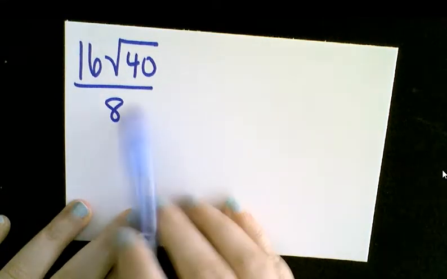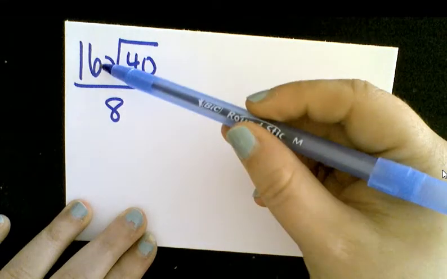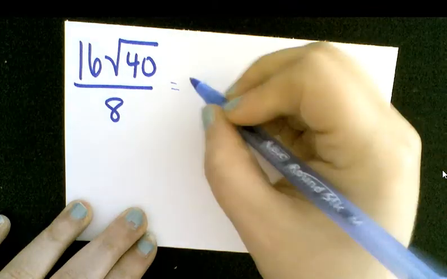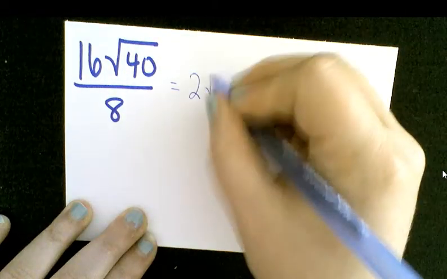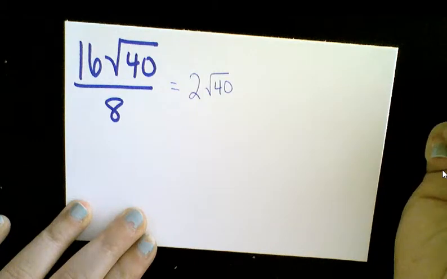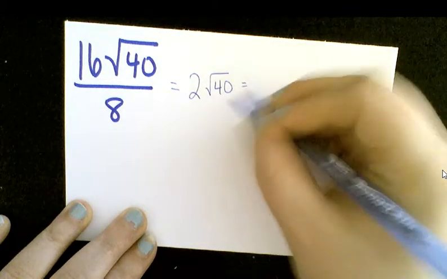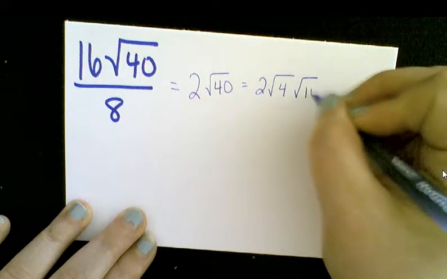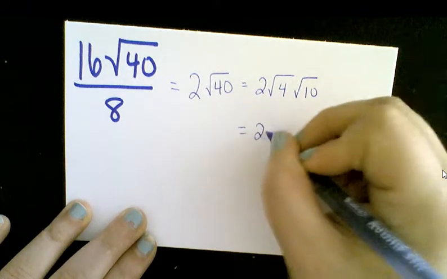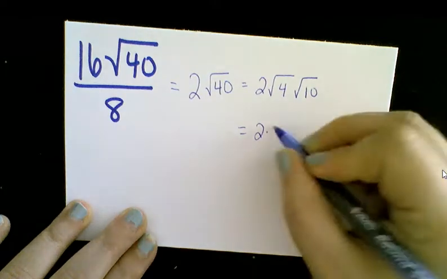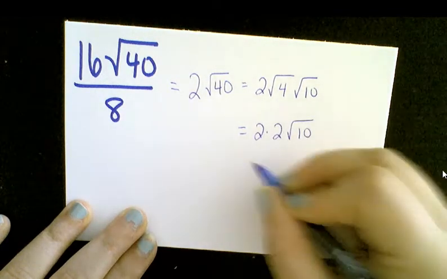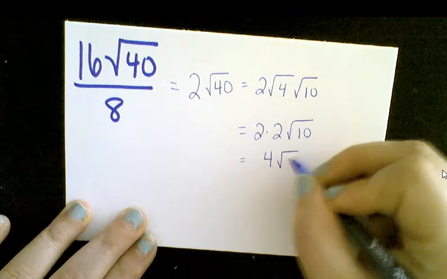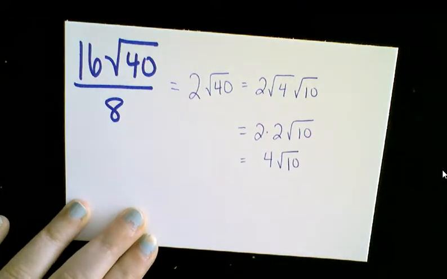In this problem, there's no radical in the denominator, so we can just divide the numbers on the outside. 16 divided by 8 is 2. And then the square root of 40. And again, we can simplify 40. That would be 4 times 10. And then the square root of 4 is 2. And 2 times 2 is 4 radical 10 for our final answer.